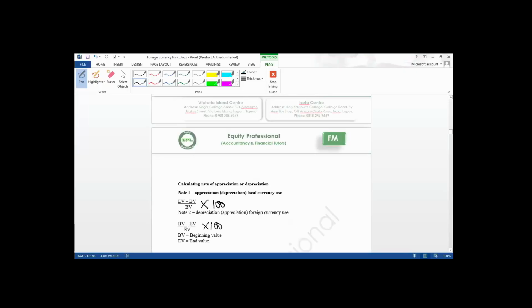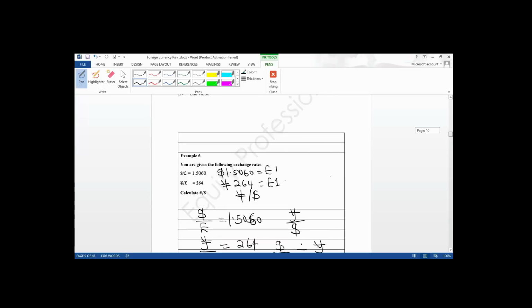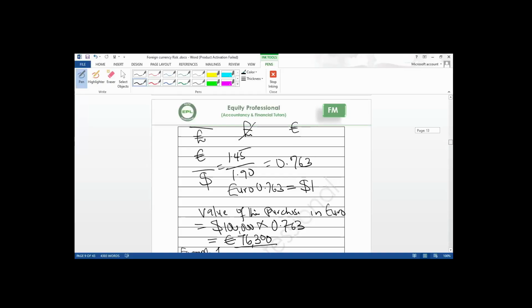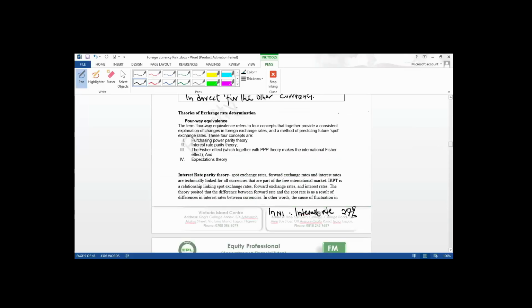Our next discussion, theories of exchange rate determination.